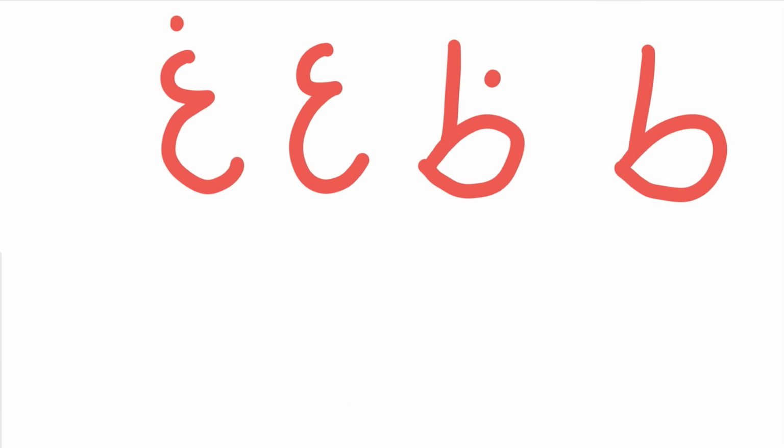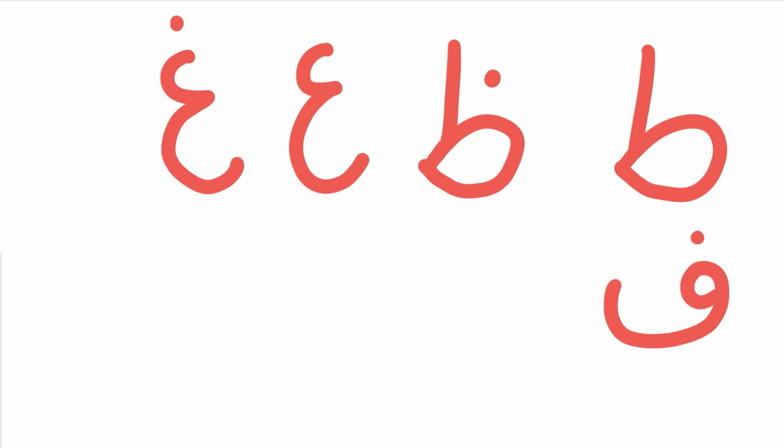So we've covered Ta, Dha, Ayn, and Ghain. And now we move on to the letter Fa. So repeat after me. Fa, fa, fa. Fa is pronounced using the lips and makes an f sound like the letter F in English. So repeat after me. F, f, f. Fa, fa, fa.